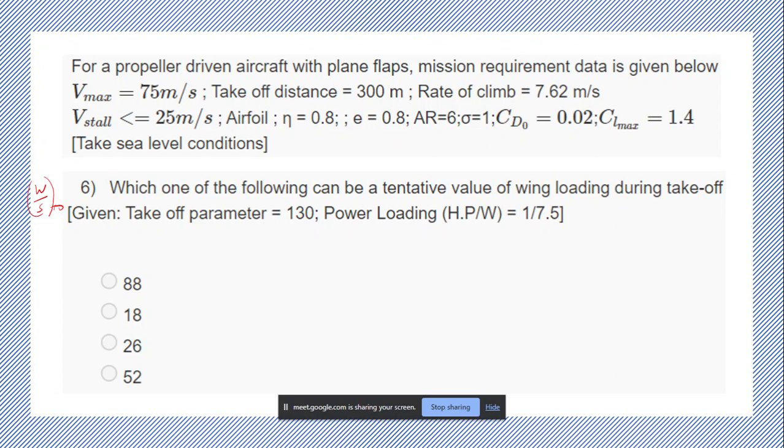The takeoff parameter is given to you. Try to tell me how to begin. How do you approach this problem?